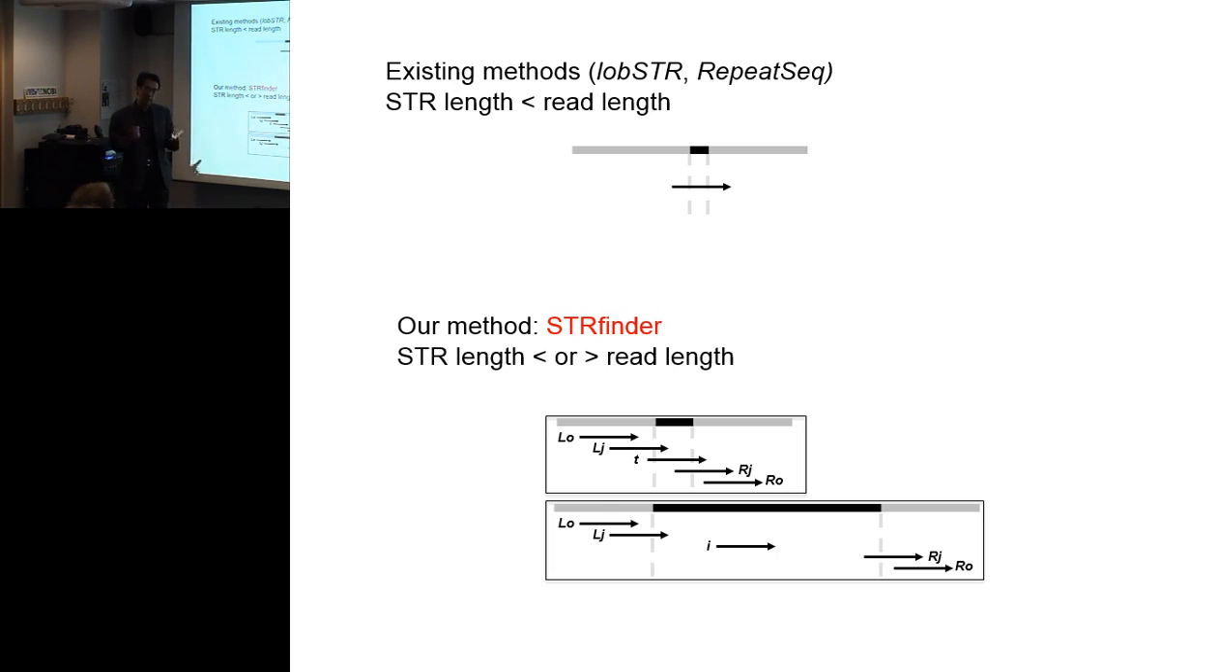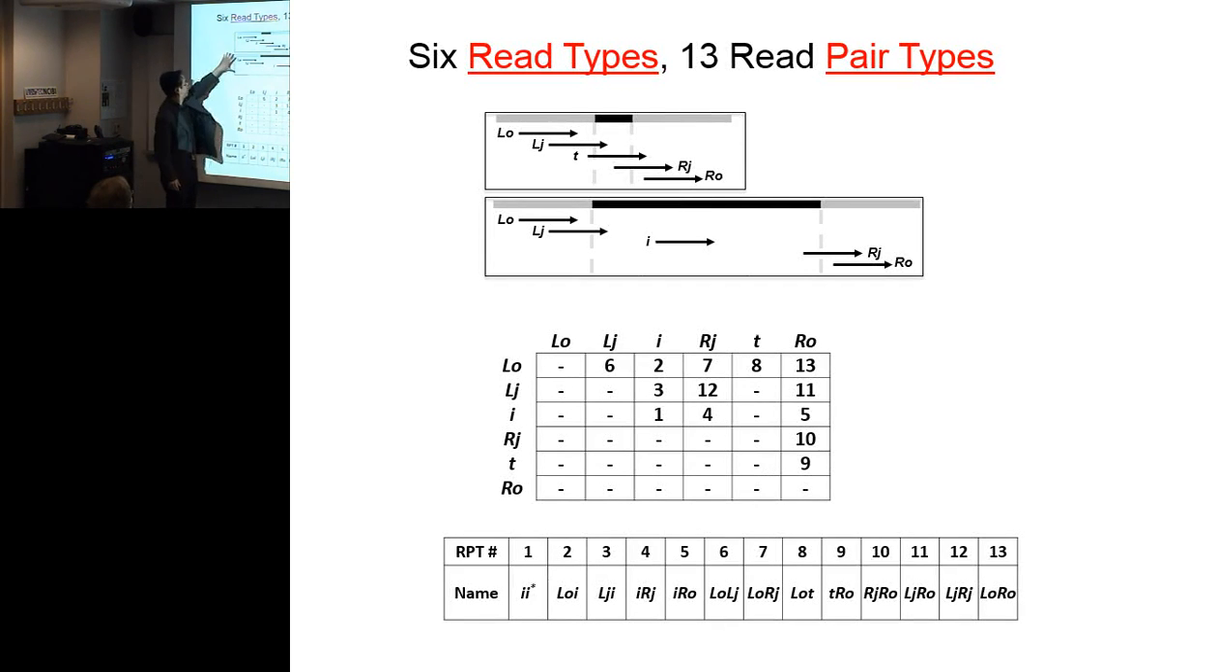But now we have read pair data, say 100 nucleotide paired sequencing. So how many combinations of such six read types can form? So we looked at it, and thought we need to build an exhaustive dictionary. So that's the six read types. And then read pair types. If you go to the 6x6 combinations, there are only 13 combinations that are possible.